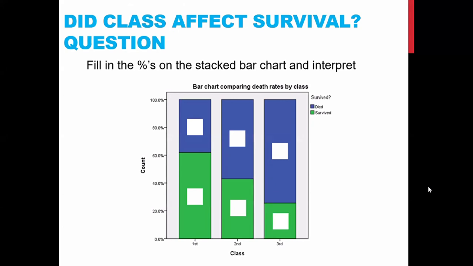So, look first at the legend. Blue represents the population that died, and green represents the population that survived. So based on the stack bar, third class showed the least number of people who survived, while the first class showed the most number of people who survived. Is that right?